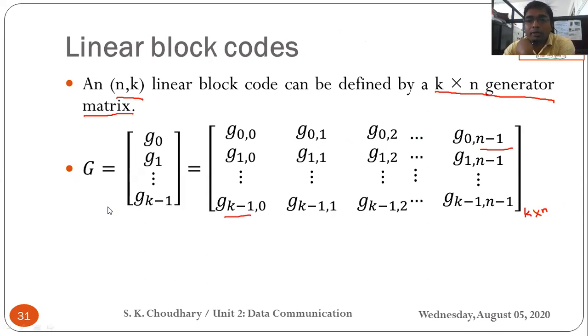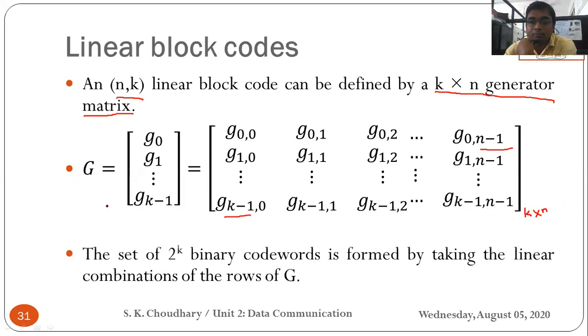All of you please note down the representation of this particular generator matrix. In this way, the set of 2 to the power k binary code words is formed by taking the linear combinations of rows of the generator matrix G. Please note it down, then I will move forward.